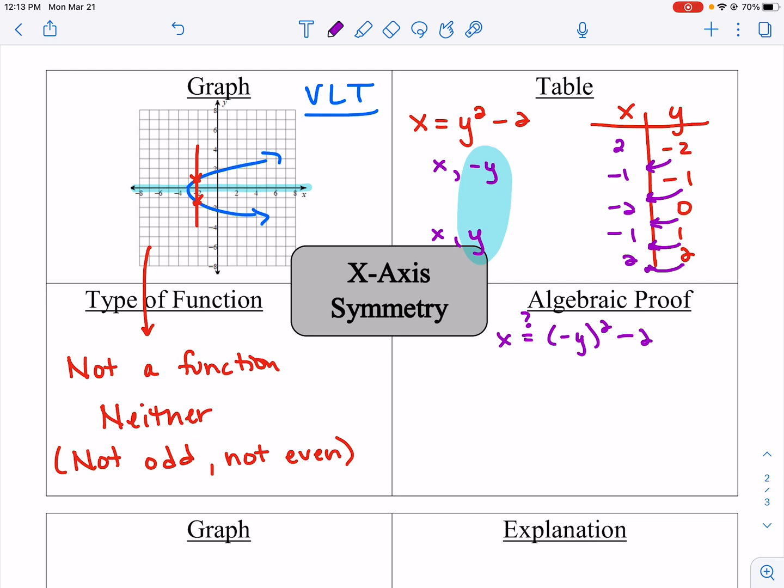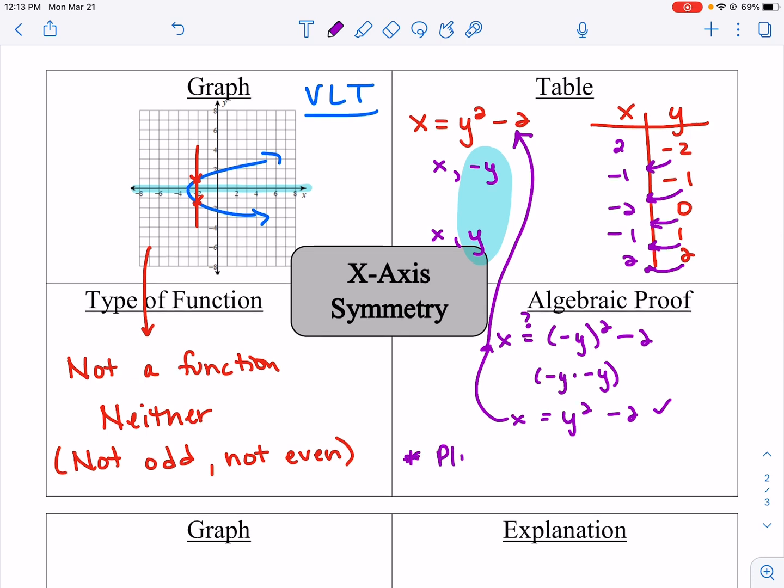And in this case, we absolutely will, because remember that negative y times negative y is just y squared, which is exactly where we were when we started. Okay, well, I guess it's up here, sorry. So this checks out. This is the algebraic proof. So we are plugging in a negative y to get back to the original. Remember, that doesn't lead to a type of function because this does not pass the function test.